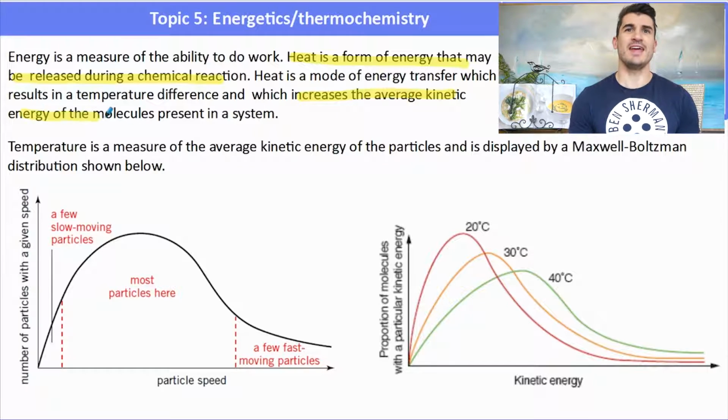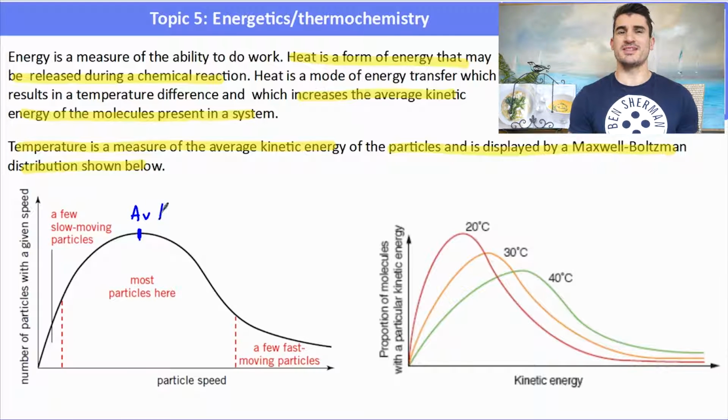Now, when we have heat in a chemical reaction, that generally increases what we call the kinetic energy, the speed of the molecules. So temperature is a measure of the average kinetic energy of the particles, and that's displayed by a Maxwell-Boltzmann distribution, which is shown below. So we can see with the curve on the right that if we have a whole bunch of particles in the middle, that's the average kinetic energy, the tip of that peak.